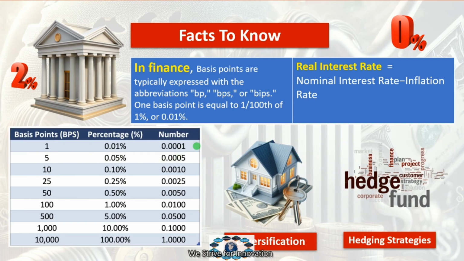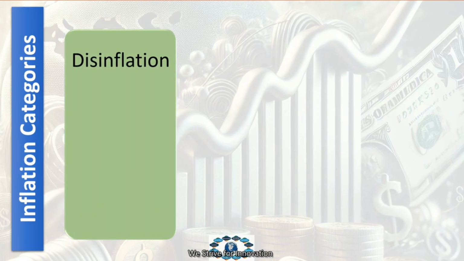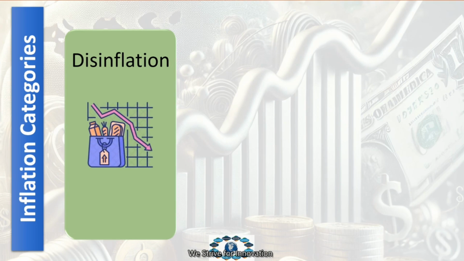Now let's see exactly the inflation categories, because it's very important to know, when we hear those names, what does it mean? Disinflation means a reduction in the rate of inflation. Reduction. We have inflation, now we have disinflation. Prices are rising more slowly rather than rising very quickly. It's often seen as a sign that inflationary pressures are easing, which can stabilize the market.